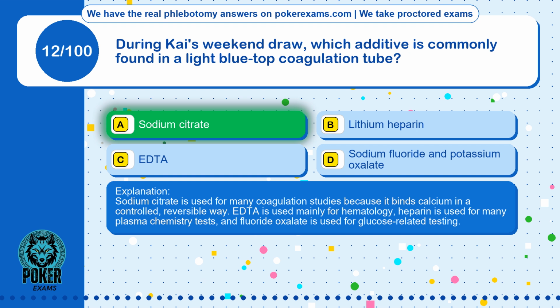Sodium citrate is used for many coagulation studies because it binds calcium in a controlled, reversible way. EDTA is used mainly for hematology, heparin is used for many plasma chemistry tests, and fluoride oxalate is used for glucose-related testing.